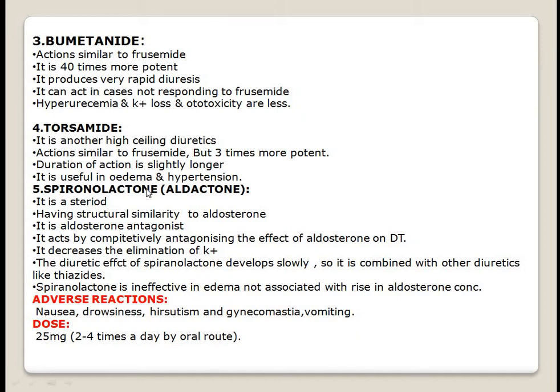So it is a steroid drug. Adverse reactions include nausea, drowsiness, hirsutism, meaning excess male hormones called androgens increase, causing uneven hair growth in different parts of the body. Also gynecomastia and vomiting. The dose of spironolactone is 25 mg, 2 to 4 times a day by the oral route. It shows its effect at the distal tubule, the distal convoluted tubule.